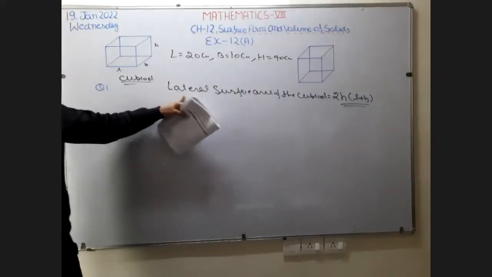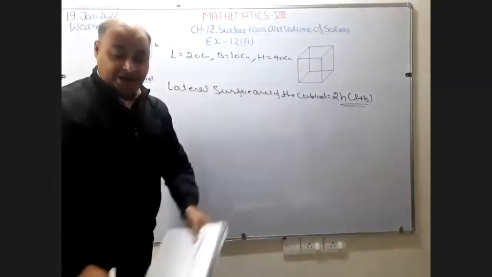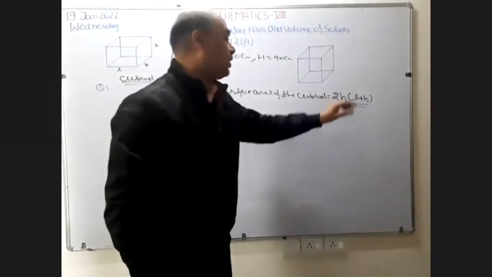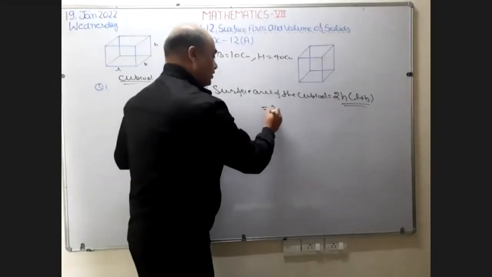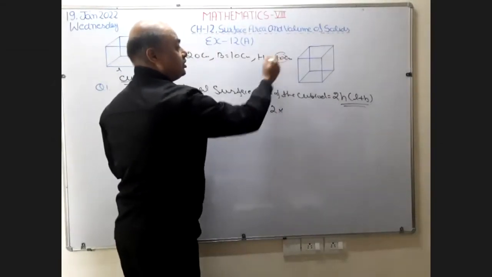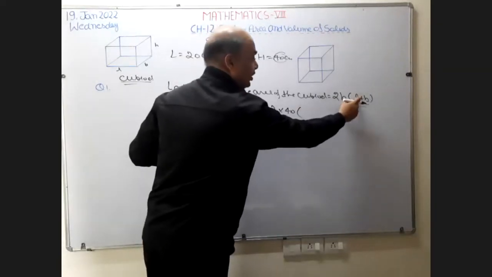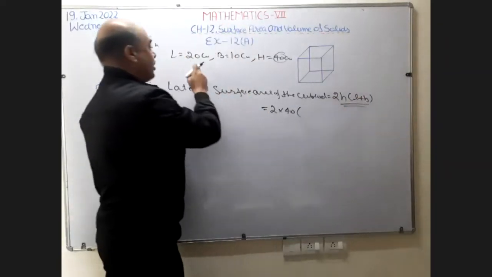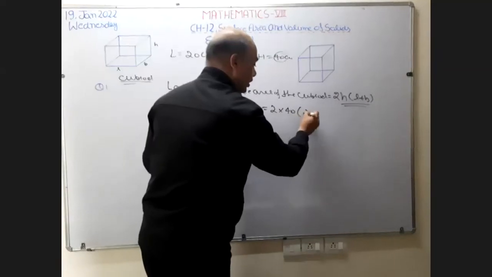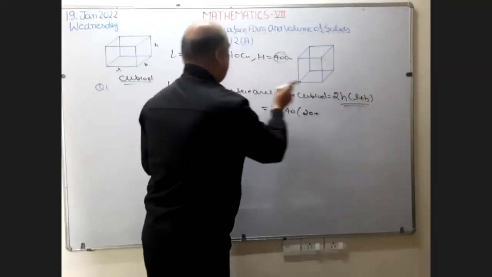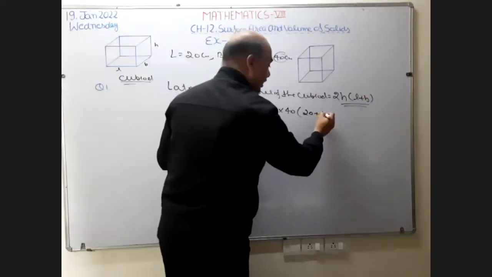Now we're going to find the lateral surface area of the cuboid. Write down the formula first: 2h into (L + B). So what is the value of h? H is 40. So write here 40, bracket start. After that, what is written here? L plus B. What is your L? 20. Write here 20. Plus, what is your B? B is your 10. So write here 10.